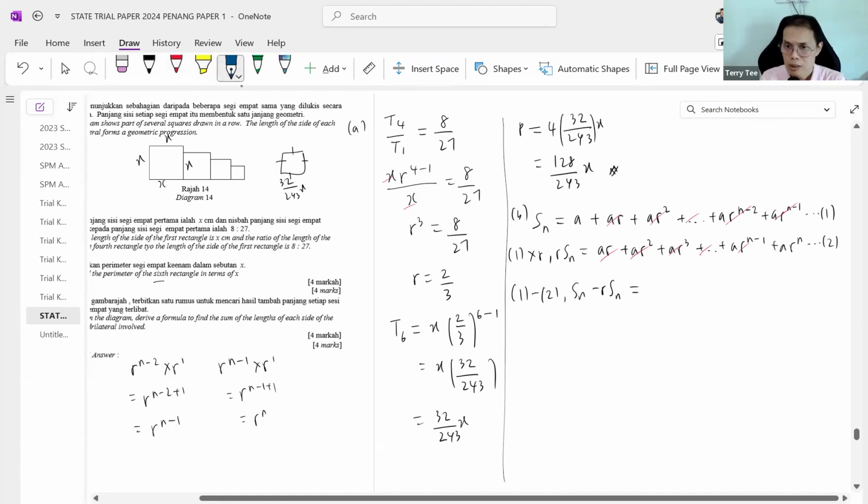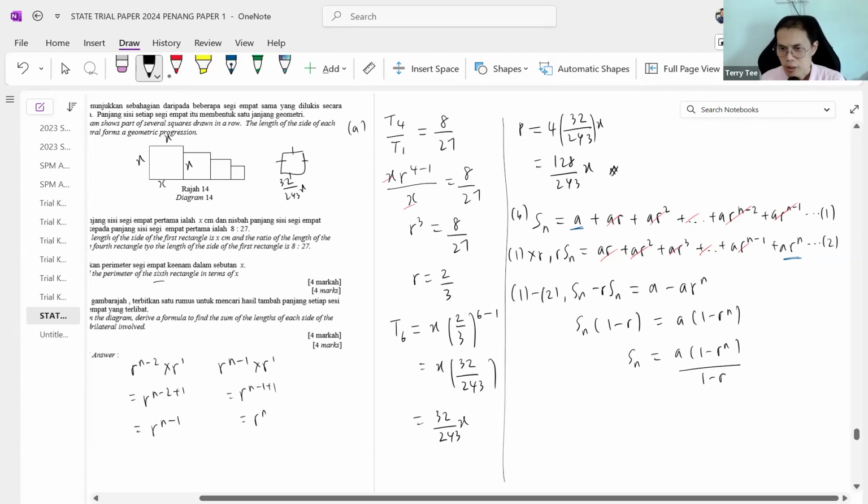You're left with the first and the last. That is, you're left with A minus ARn. Let us factorize the Sn. You're left with 1 minus R. Factorize the A. You're left with 1 minus R power n. And with that, we can divide everybody by 1 minus R. You will get this formula.